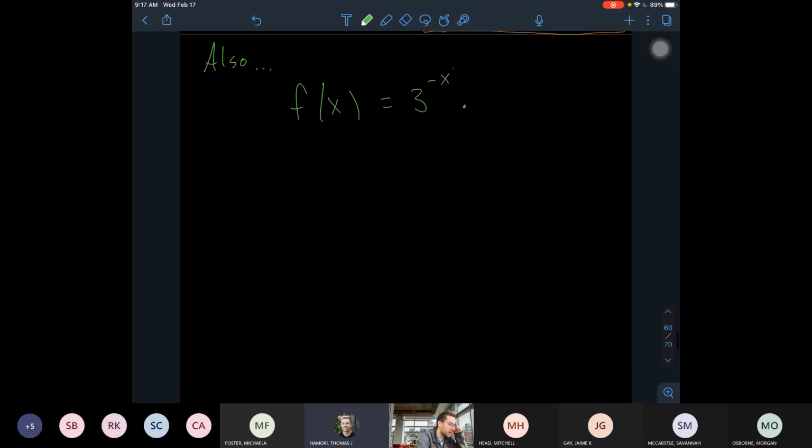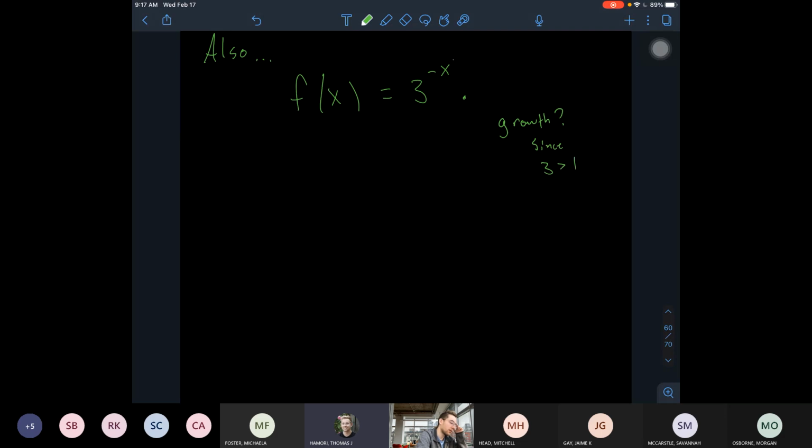Okay, one more thing I want to talk about here, which is, let me give myself a little more space. If we see something like f of x equals 3 to the negative x, we might initially think maybe this is exponential growth, since 3 is strictly larger than 1. But we have to be careful not to fall into this trap here, okay? We have to be careful not to fall into a trap.